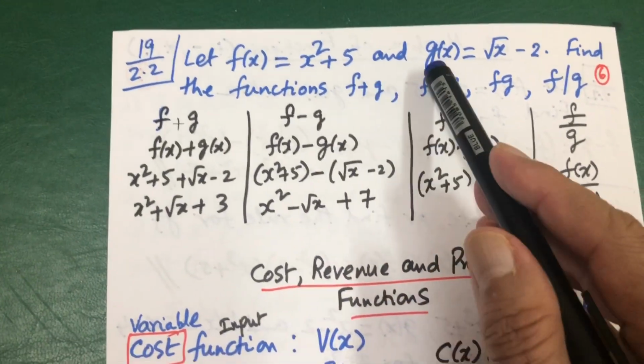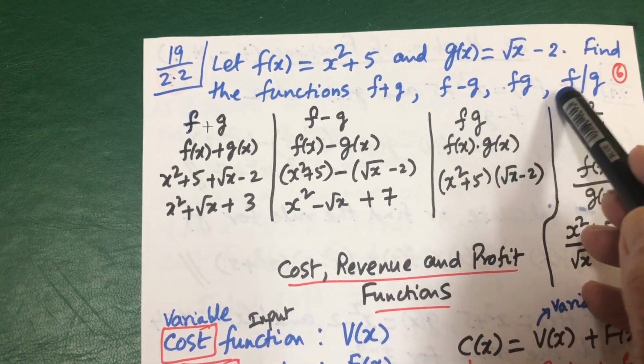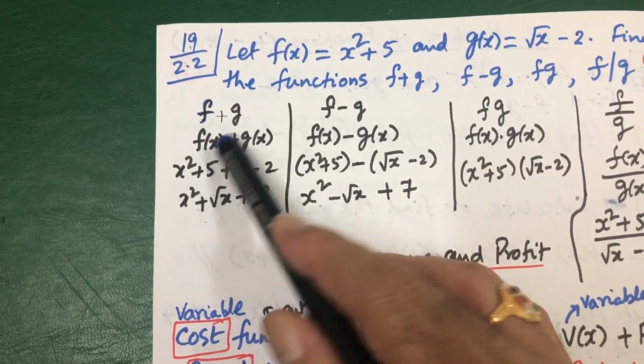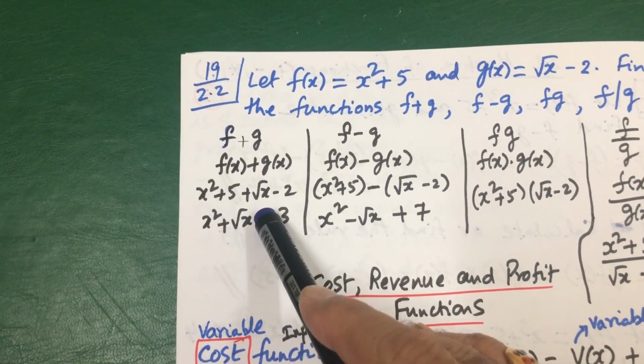Let us do one more problem. f(x) is equal to x square plus 1, g(x) is equal to root of x minus 2. Find the function f plus g, f minus g, fg and f over g. f plus g means f(x) plus g(x). You write it like this. 5 minus 2 is 3. Whatever you know, simplify that and write it.